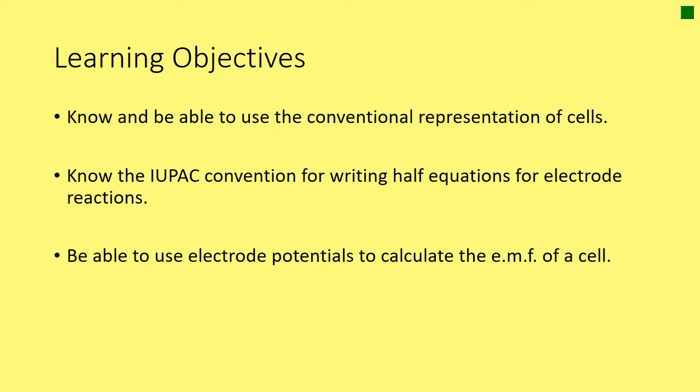So our learning objectives for this video lesson are the following. First of all, we want to know and be able to use the conventional representation of cells, i.e. how to draw and represent a cell, common name battery. After we've done that, we want to know the IUPAC convention for writing half equations for the reactions that happen at each electrode of a cell. And lastly, we want to be able to use electrode potentials to calculate the electromotive force of a cell, i.e. the voltage of that cell.